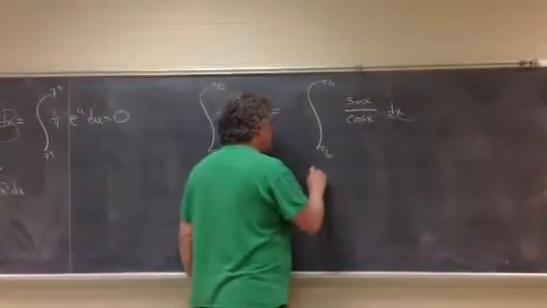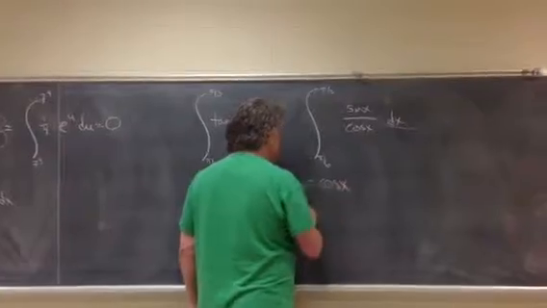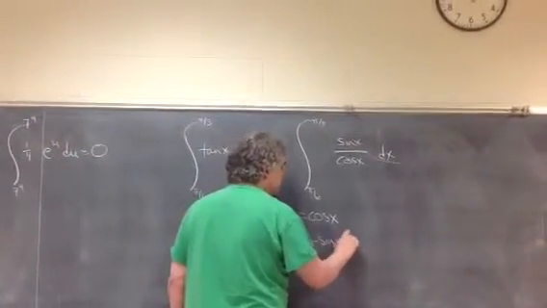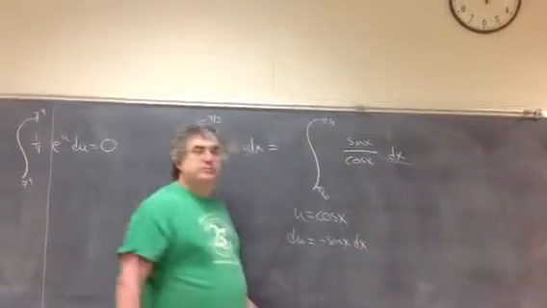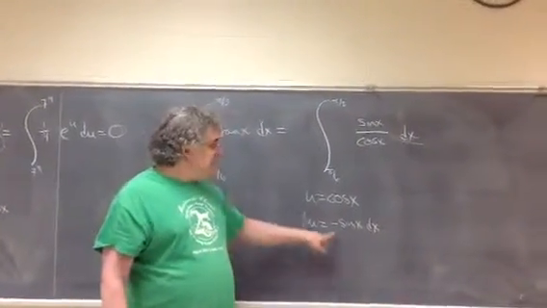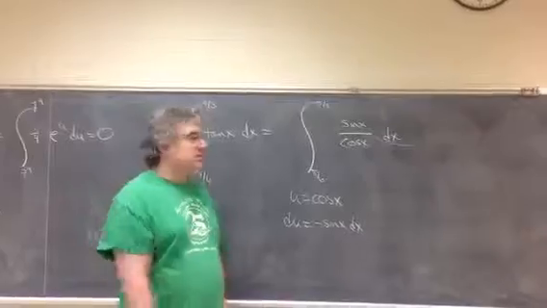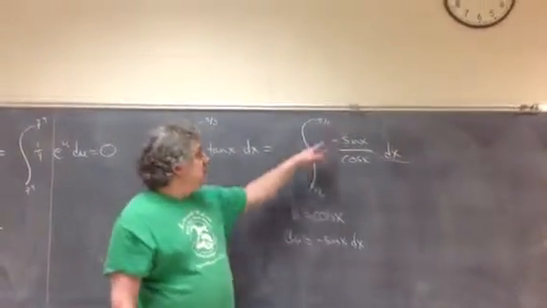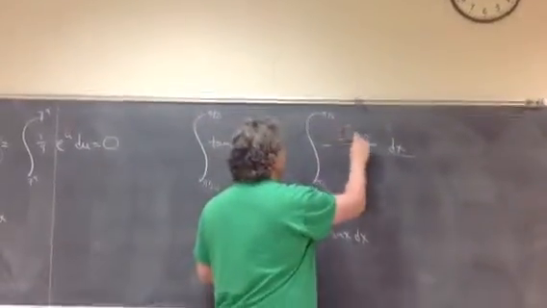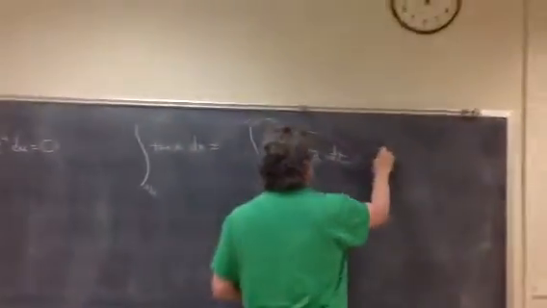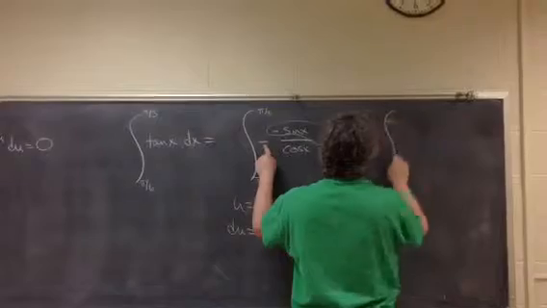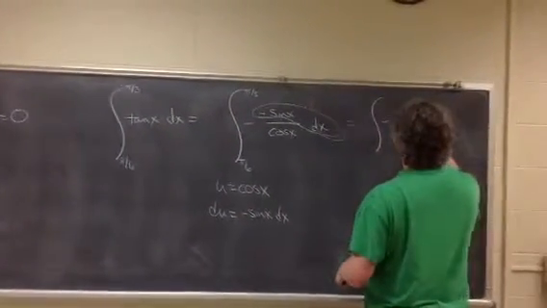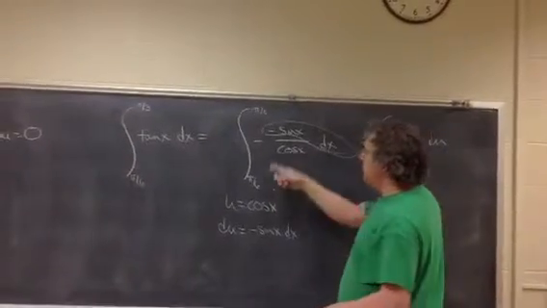So if u is the cosine of x, what's du? Du is the derivative of that. It's minus the sine of x dx. That will work. Except we don't have the minus sign. So now we do. That is our du. We have a minus. Minus 1 over cosine is our du. And I can plug these in.